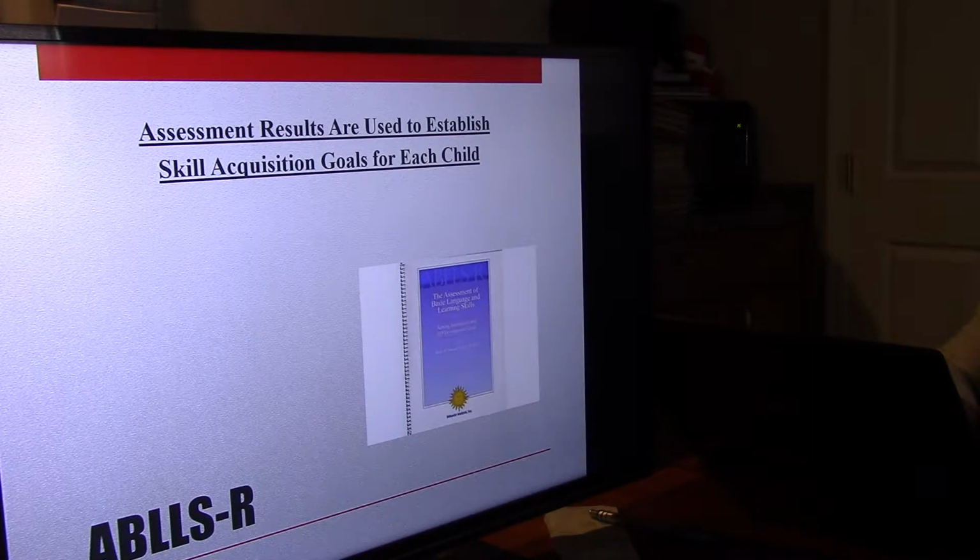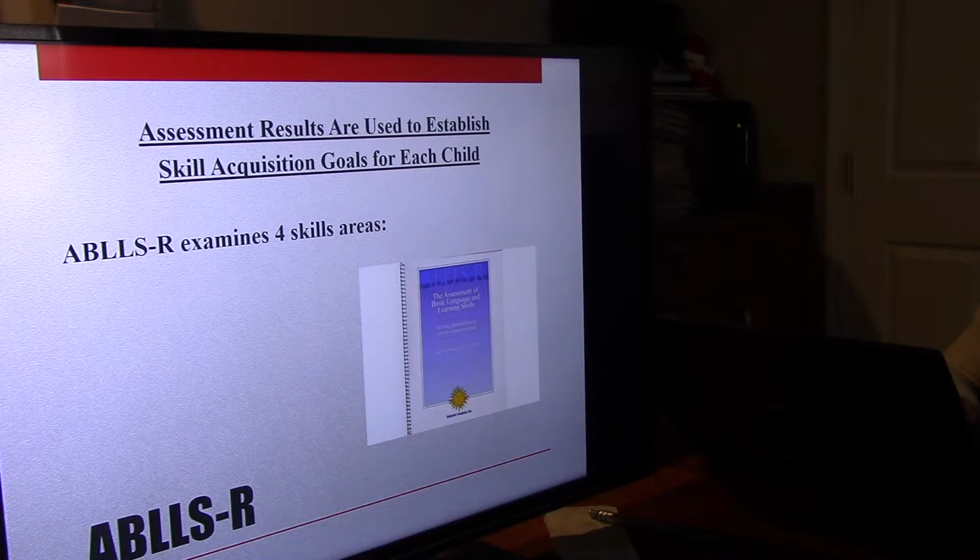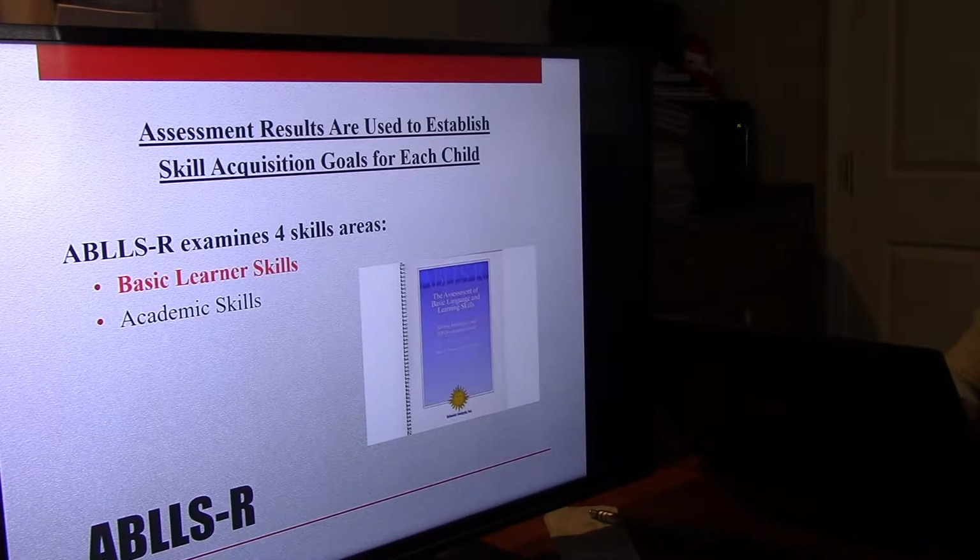Let's see. Assessment results are used to establish skill acquisition goals for each child. It examines 4 areas: basic learner skills, academic skills, self-help skills, and motor skills.